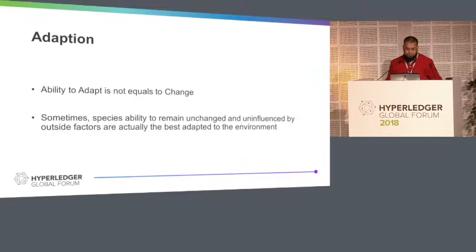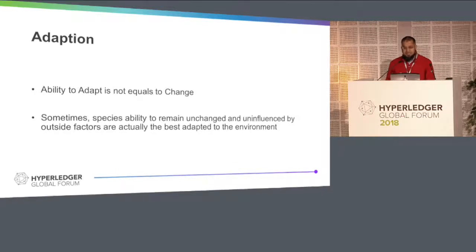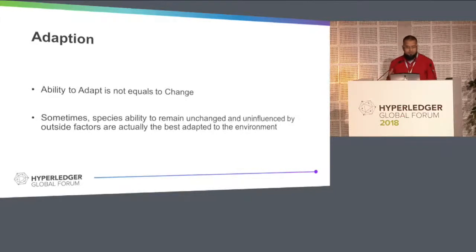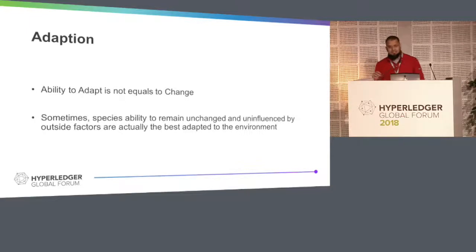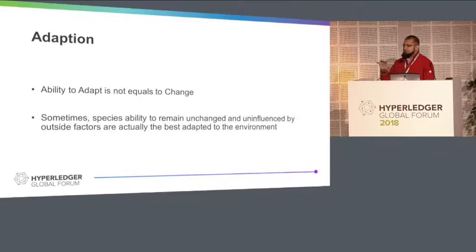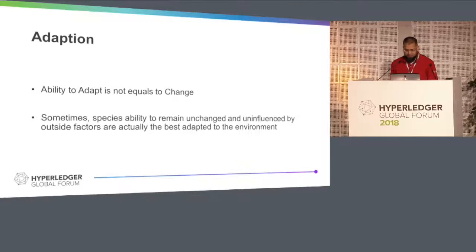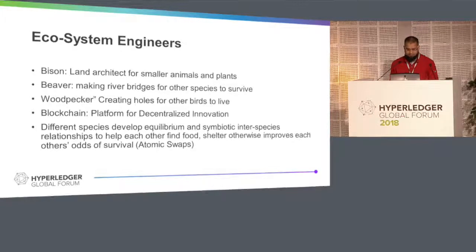Adaptation is simply the ability to change. Sometimes a species' ability to remain unchanged is what is required for their survival and for their growth. So whenever we talk about evolution, we always talk about change. Sometimes we need to resist change, because there are things we cannot change. This is the right environment. These are the right ingredients and traits we need to survive. And this is very, very important when we talk about the evolution of cryptocurrencies.